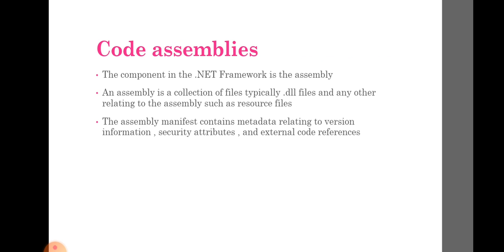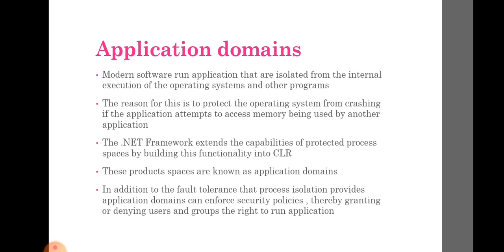Got it? Next, code assemblies. What is meant by assemblies? Assembly is nothing but the files which reside inside the library. Got it? The dynamic link library files are named as assemblies. Code assemblies means the files which reside inside the assembly. The component of the .NET Framework is the assembly. Each and every component residing inside the .NET Framework is an assembly.